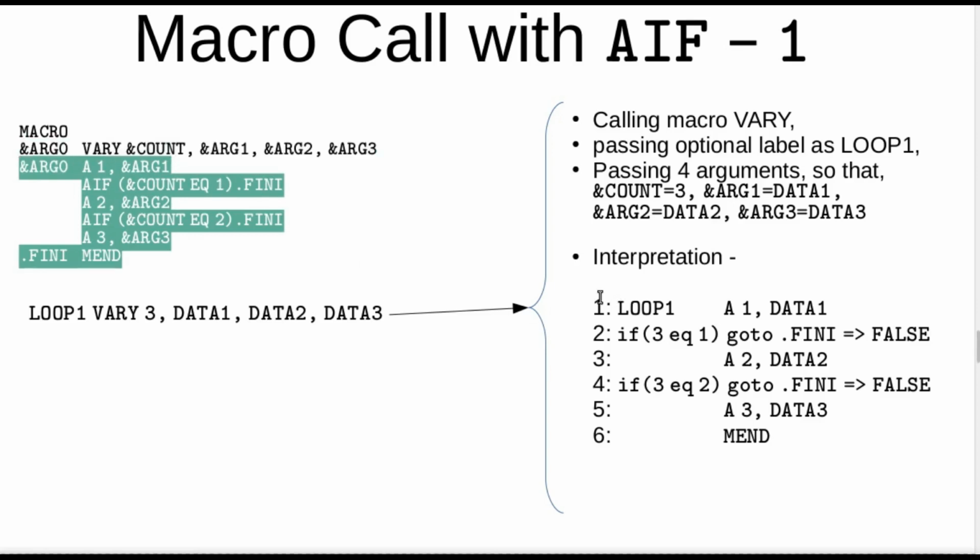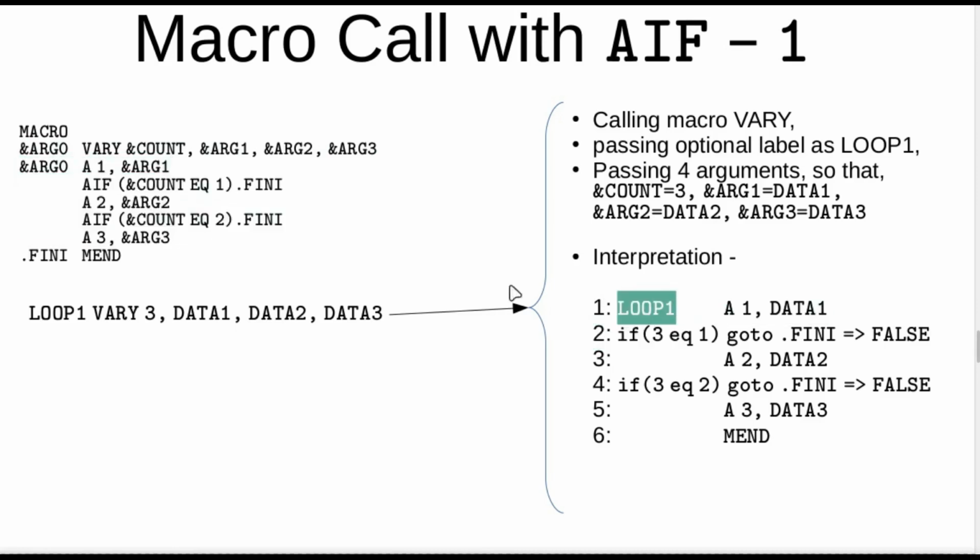So statement 1 says loop 1. Why loop 1? Because the first statement had the name &arg0 associated with it, right? So statement 1 is loop 1 followed by a1 data 1. This is completely fine. The statement 1 in the macro definition had &arg0, which has now been replaced by loop 1 during macro call. We have given this as the name or the label, right? And the main instruction was a1 &arg1. So the main instruction in our case is a1 data 1, because &arg1 has been replaced by data 1 during macro call, right? So this is the first instruction, and this is completely fine.